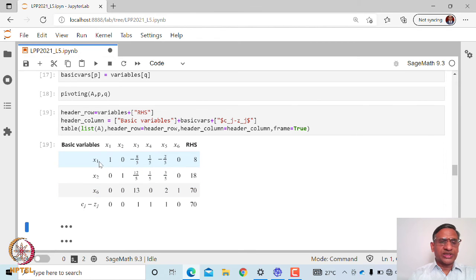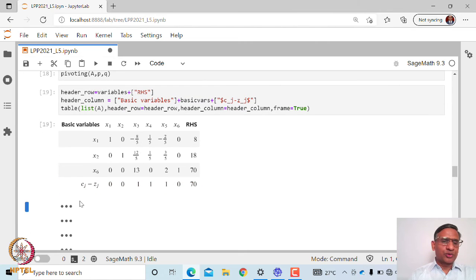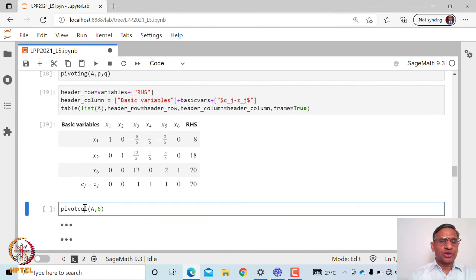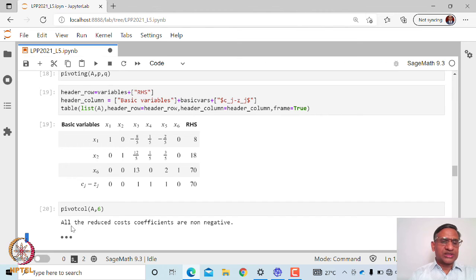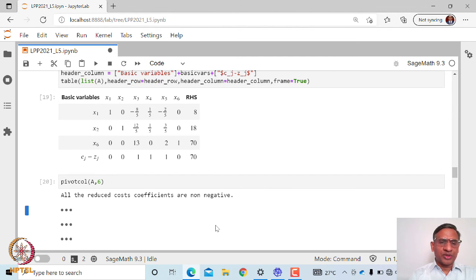So the basic solution is x1 equal to 8, x2 equal to 18, and x3 equal to 0, and the value of the objective function for these is 70, which is the optimal solution or the minimum value of the objective function. Now again, if you try to call the pivot column, it will say that all reduced cost coefficients are non-negative, therefore you do not need to proceed.